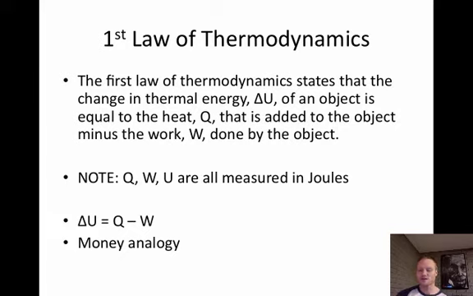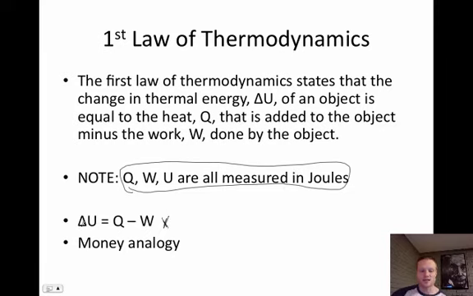And all of these, thermal energy, heat, and work, are all measured in joules, and so that's nice. It makes calculating first law problems relatively easy. And the equation that you'll want to use is this right here: delta U equals Q minus W.